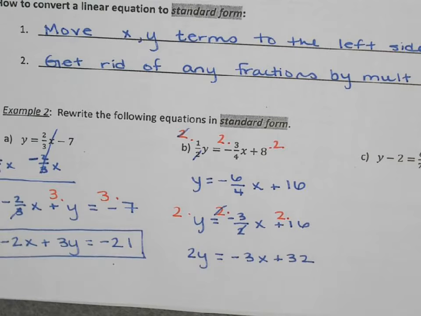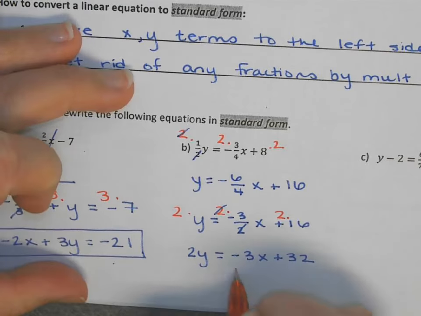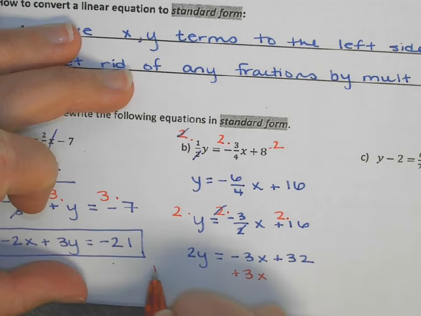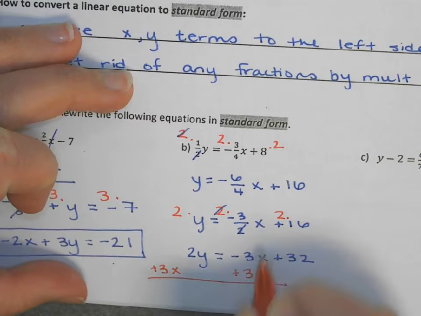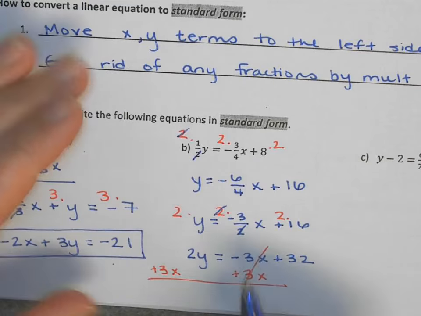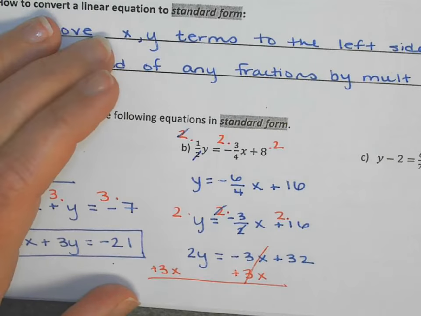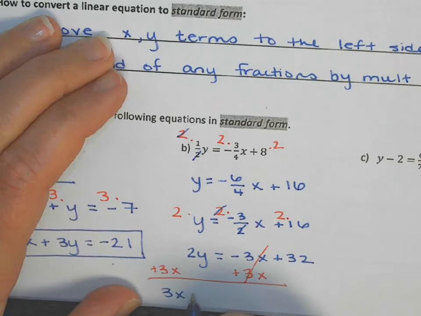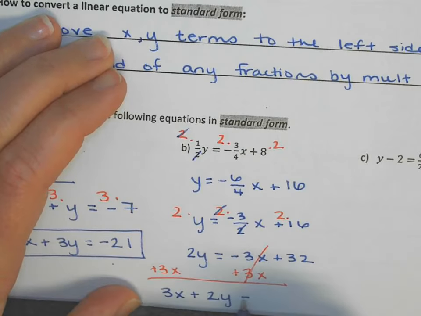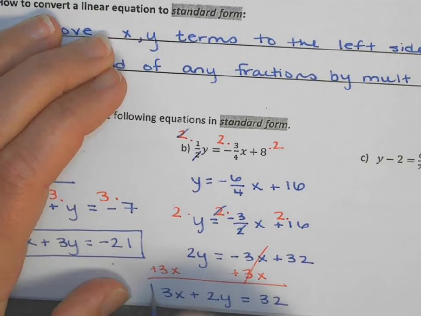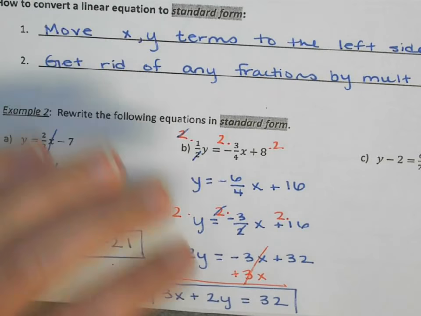Am I good? Is that in standard form? Why not? The x is on the wrong side. Okay, so I have to move the x over to the other side. So I'm going to add 3x on both sides. My 3x is no longer on the right side. How do I write the left side? Yes, 3x plus 2y equals 32. That is in standard form.